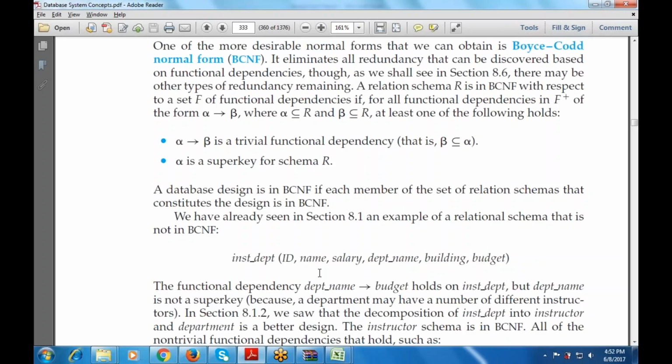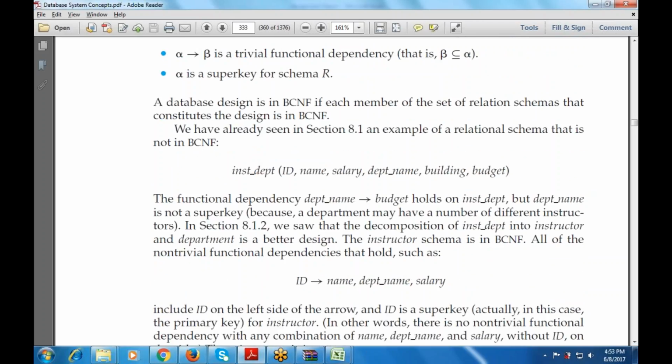And this is another example of a relation schema that is not in BCNF: the instructor department schema with ID, name, salary, department name, building, budget, and the functional dependency department name → budget holds on instructor department. This is not satisfied because department name is not a super key, since a department may have a number of different instructors.